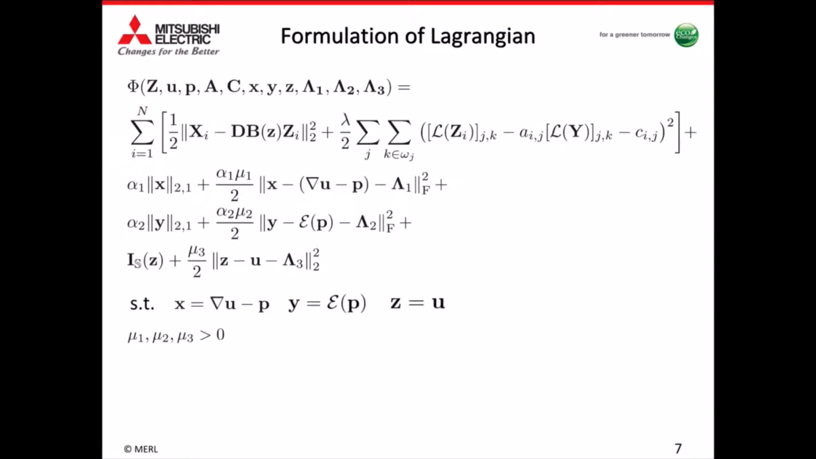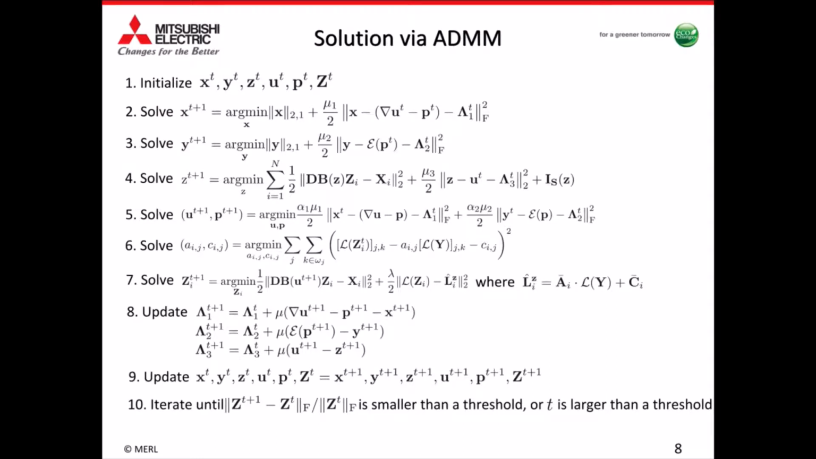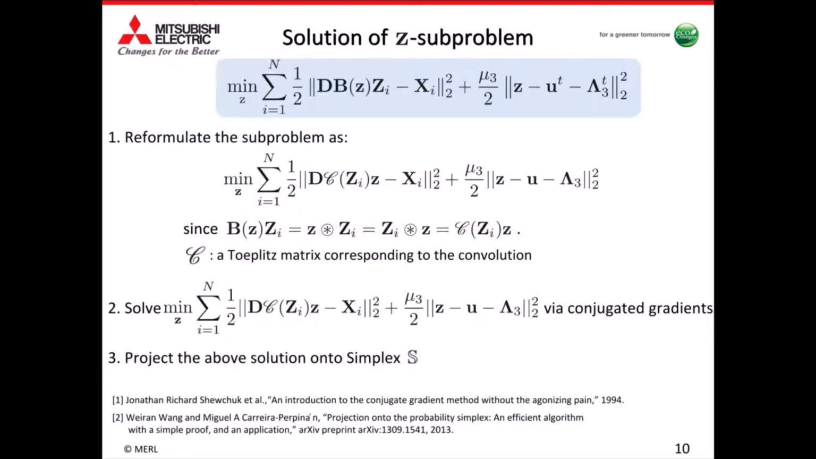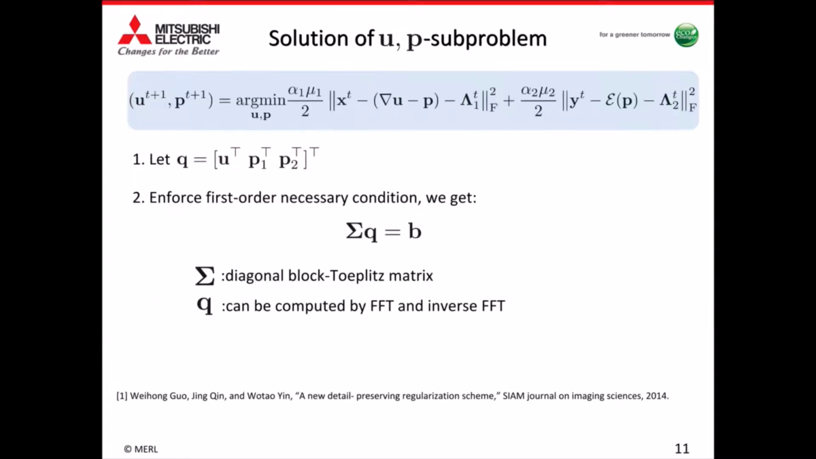With the subprograms and the update scheme like this, the X and Y subprograms can be easily solved using soft thresholding. The Z subprogram can be first reformulated by putting Z on the right-hand side of the matrix multiplication. Then it can be easily solved by conjugate gradients, followed by projection to the simplex. The U and P subprogram can be solved by a fast algorithm using FFT. Due to the time limitation, I refer you to check out the paper in the reference.